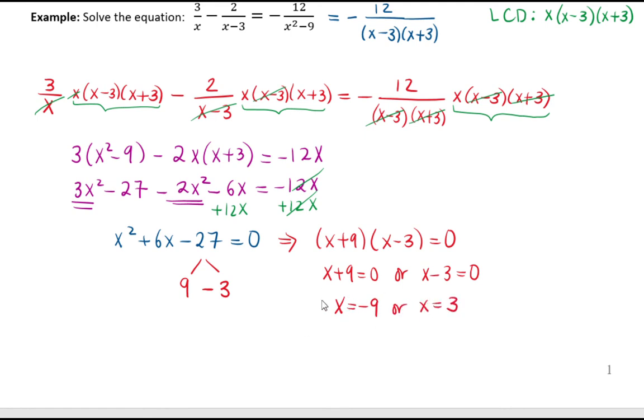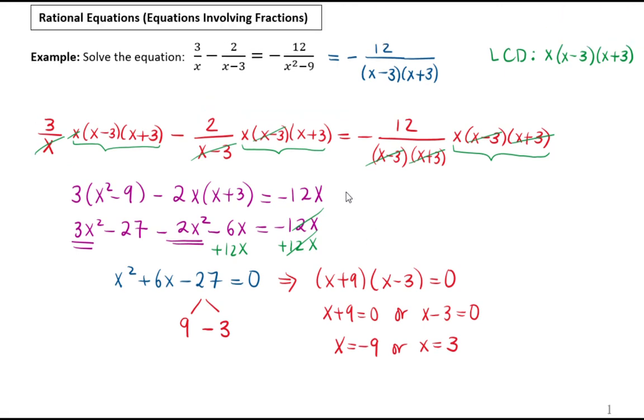We got two solutions, but be careful, that's a fraction. And in a fraction, there are numbers that can make the denominator 0. You have to take them out. Here, x can't be 0. From here, x can't be 3. From here, x can't be 3, and x can't be negative 3. Be careful with those numbers. Those are the restrictions. You can't plug those numbers into the original equation.